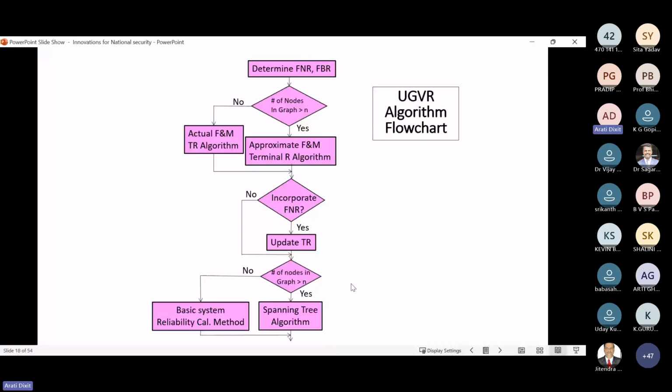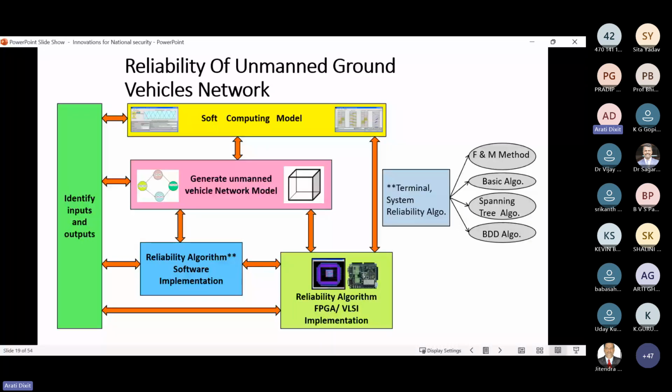So this is a bird's eye view. What we did was identify inputs and outputs. We came up with a soft computing model for that. And we generate the unmanned ground vehicle network model and use the reliability algorithm software to select the best one fitting according to the different constraints and characteristics of the network that we have. And these are the different methods that can be used.